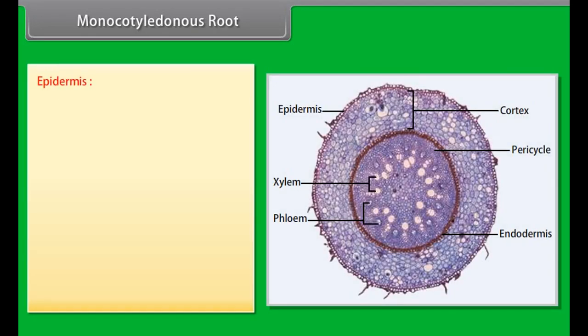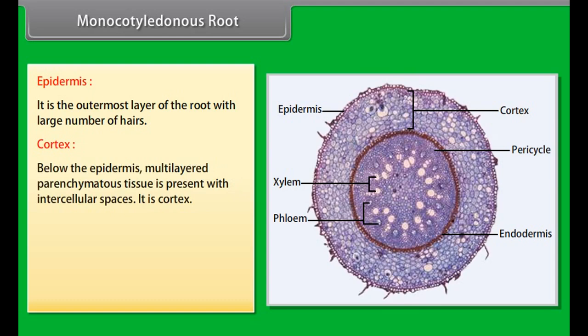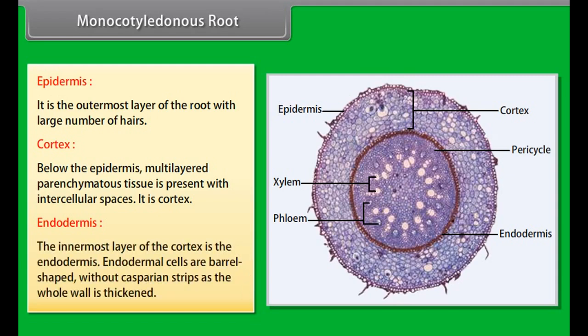Epidermis. It is the outermost layer of the root with large number of hairs. Cortex. Below the epidermis, multi-layered parenchymatous tissue is present with intercellular spaces. It is cortex. Endodermis. The innermost layer of the cortex is the endodermis.